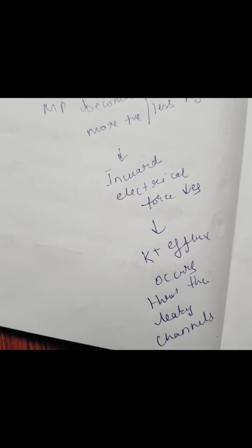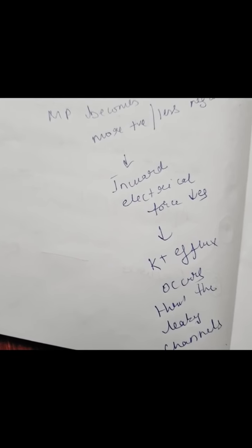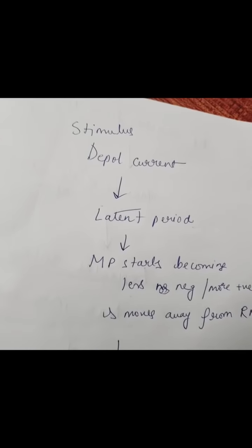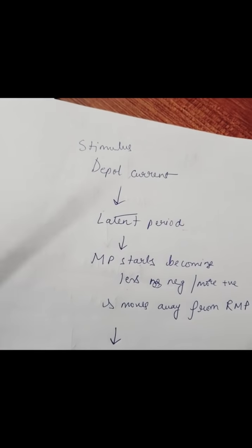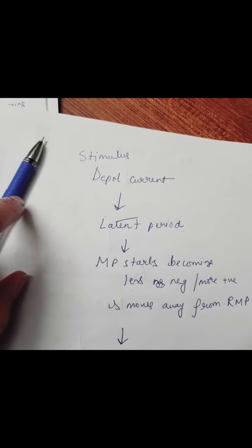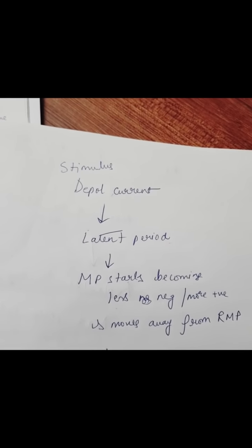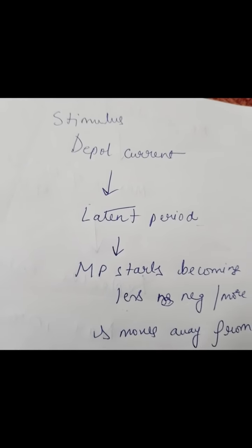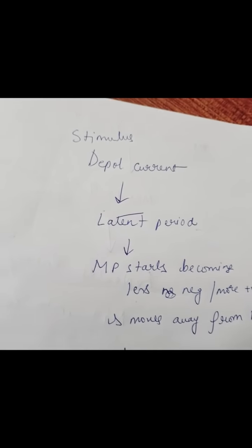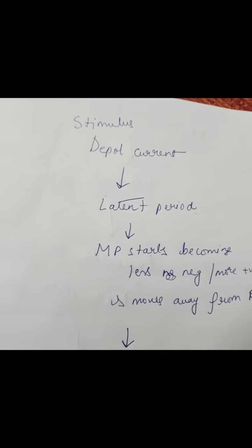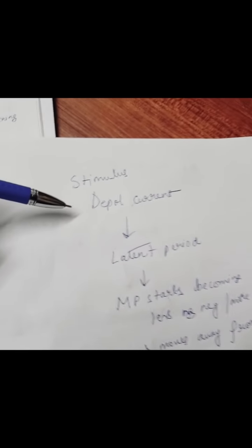Okay, so now let's go on to see what happens when we give a depolarizing stimulus. We apply a stimulus which is basically a depolarizing current. What is a depolarizing current? Depolarizing current changes the inner membrane from negative to positive and the outer membrane from positive to negative. So we give a depolarizing stimulus.